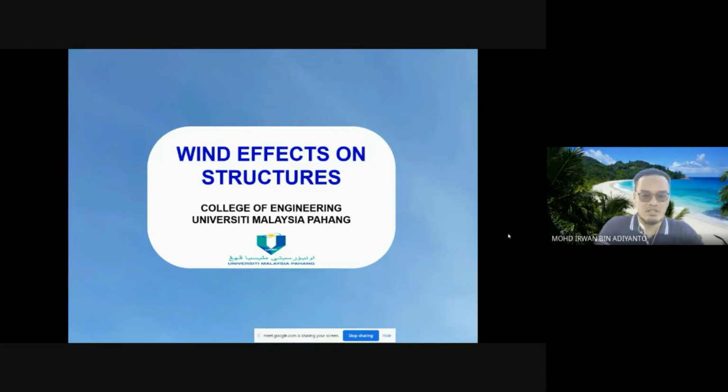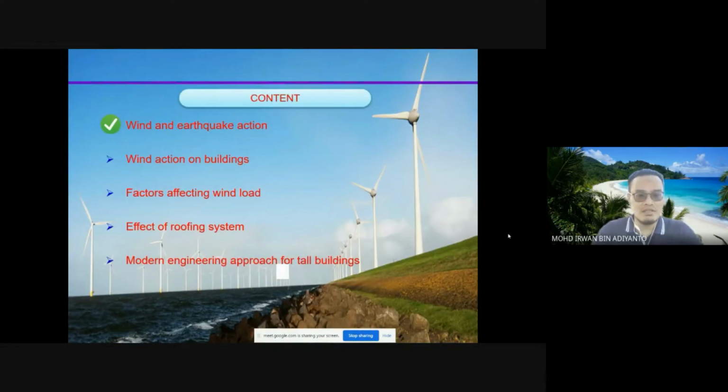Today I will talk about topic number 6 in our class, which is the wind effects on the structures. Here is the layout or the content of this topic, which we first will take a look at the wind and earthquake actions, and then we will move to the wind action on buildings, factors affecting the wind load, effect of roofing system, as well as the modern engineering approach for the tall buildings.